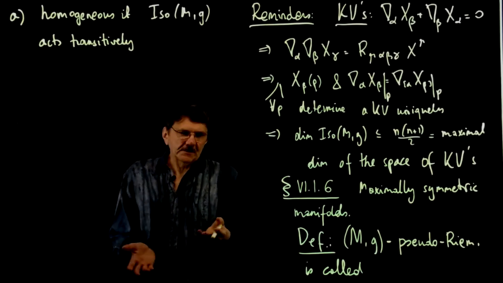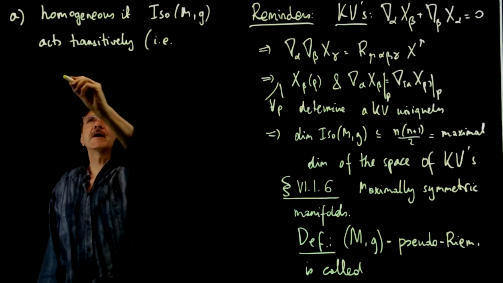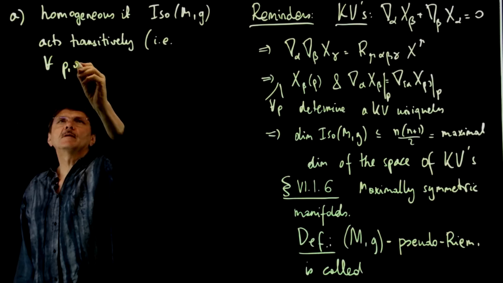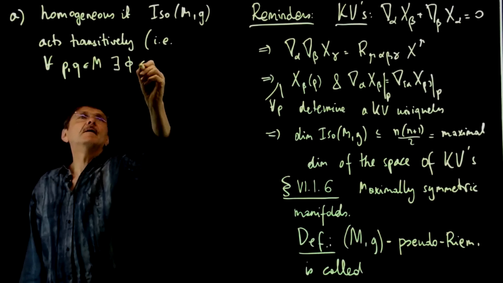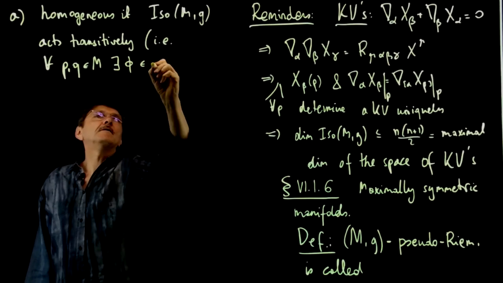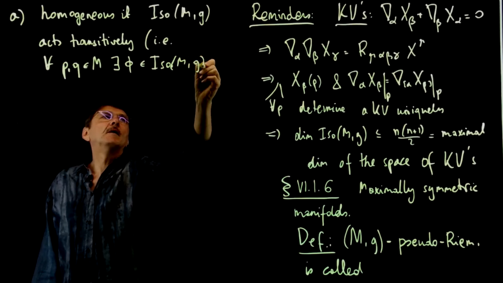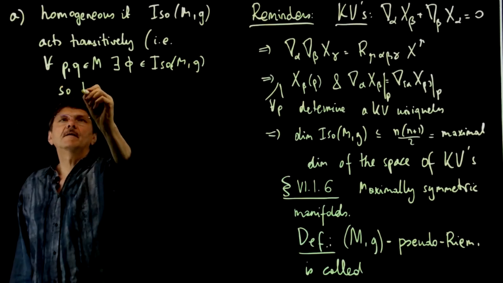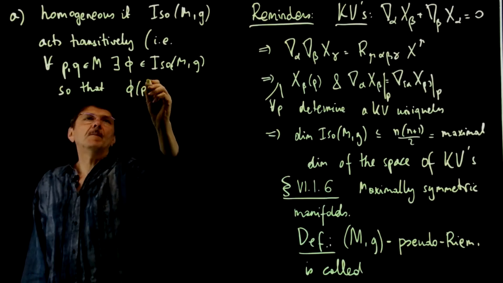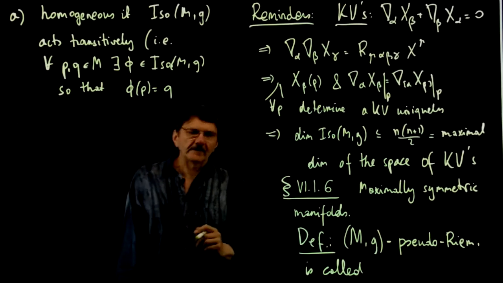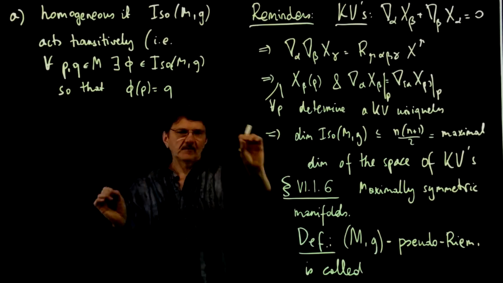So I will also say it is transitive, which means that for every pair of points P, Q in M, there exists an isometry, an element of this group, phi, so that phi of P is equal to Q. Right, so transitive: take any two points, then you can find an isometry which maps one into another.